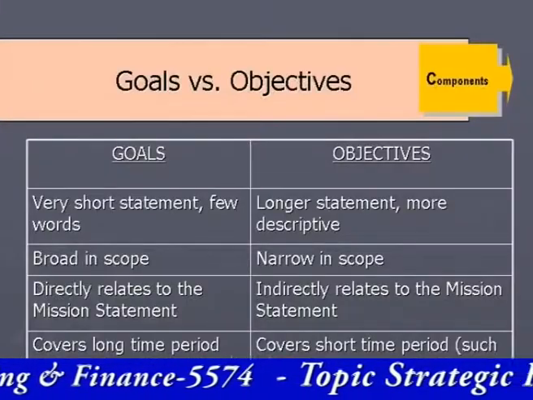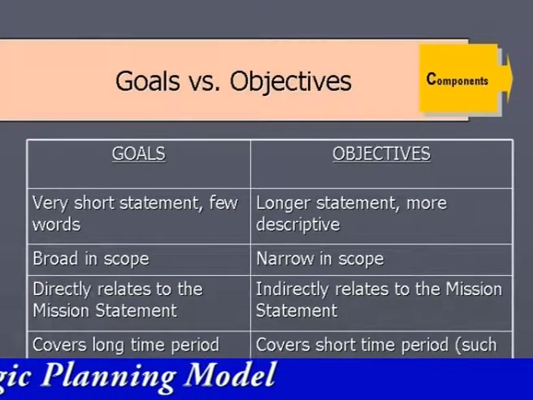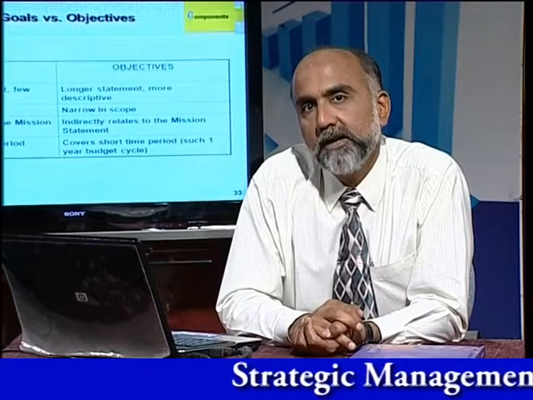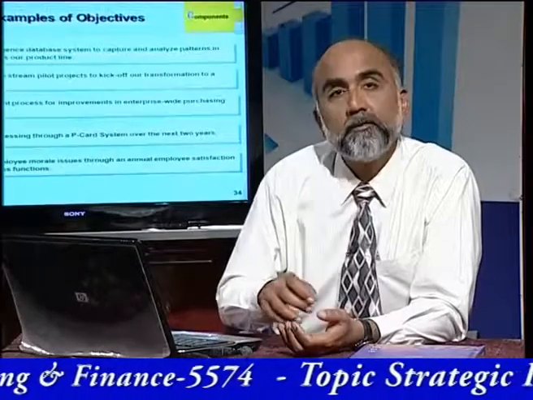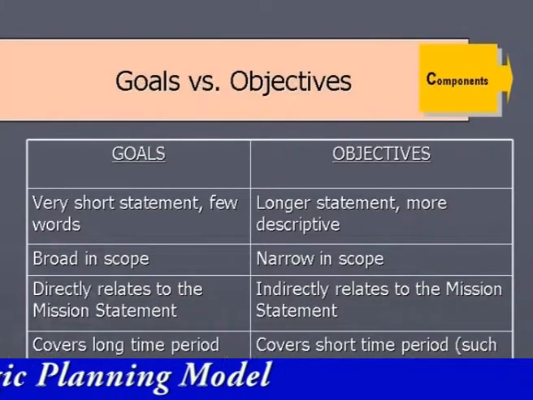Goals directly relate to the mission statement, whereas your objectives relate indirectly to the mission statement. Goals cover a long period such as 10 years, whereas your objectives are for shorter time periods such as 1 year, a budget cycle, or even less than that, depending on what sort of business you are in. That is your major component where you can say that the difference between your objectives and goals are as such.